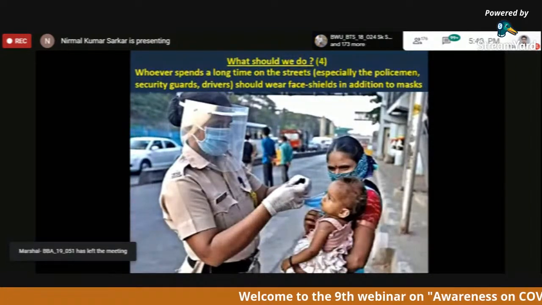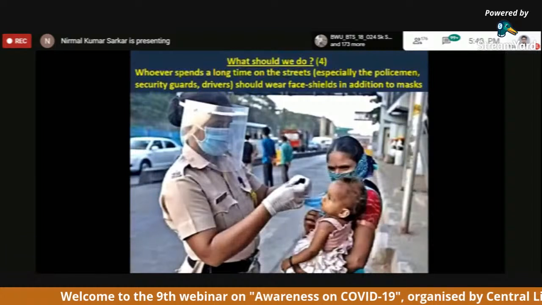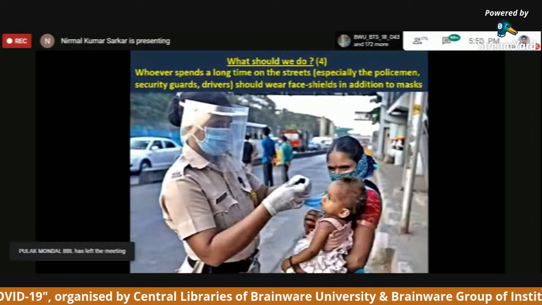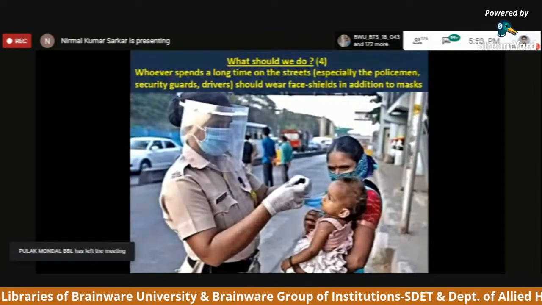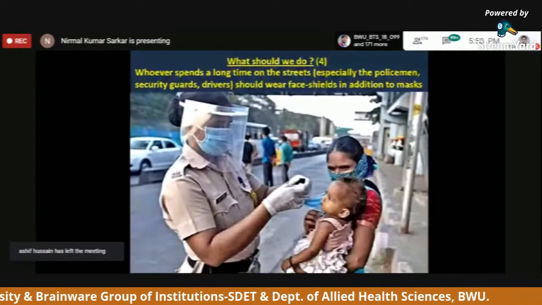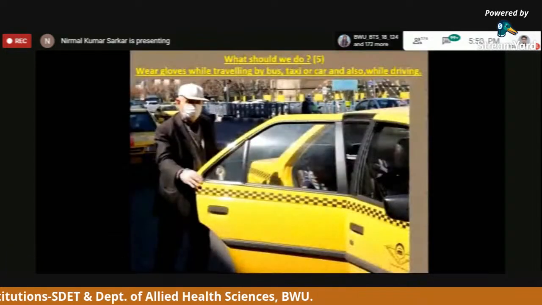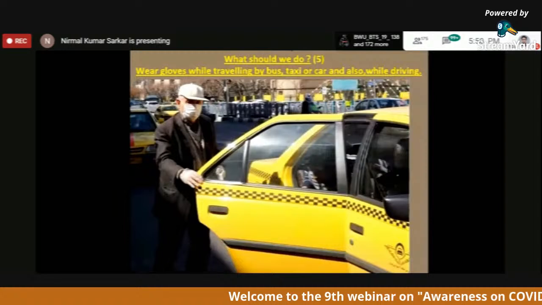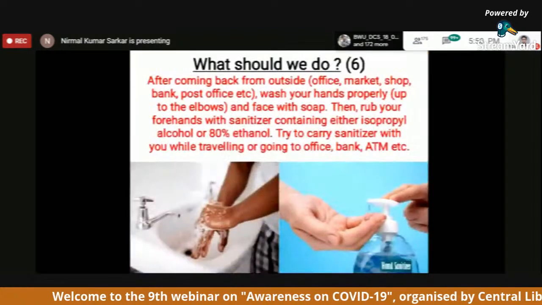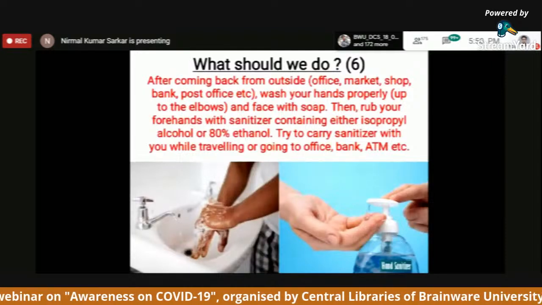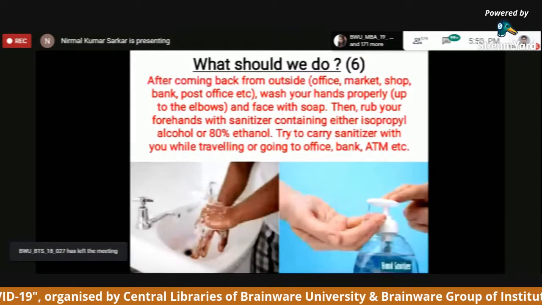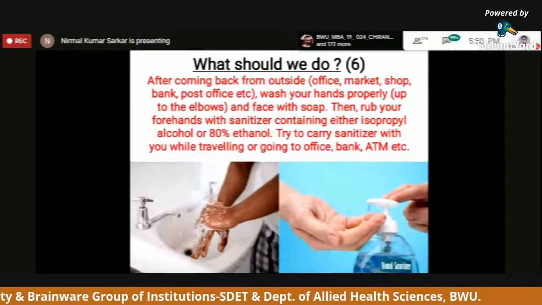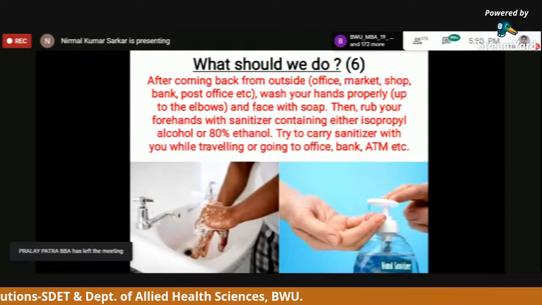Whoever spends a long time on the streets, especially the policemen, the security guards, drivers, should try to wear face shield and head cover in addition to masks. And we have to wear gloves while traveling by bus, taxi, or car, and also while driving a car. And as you all know, after coming back from outside, office, market, shop, bank, post office, etc., we should wash our hands properly up to the elbows and also the face with soap.